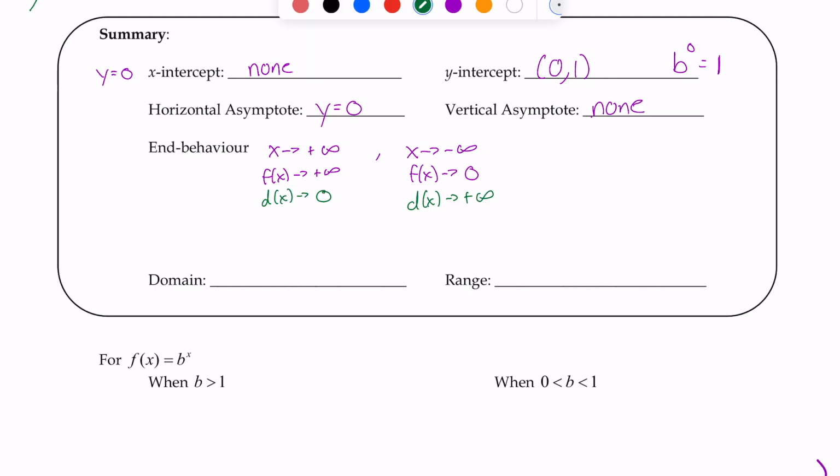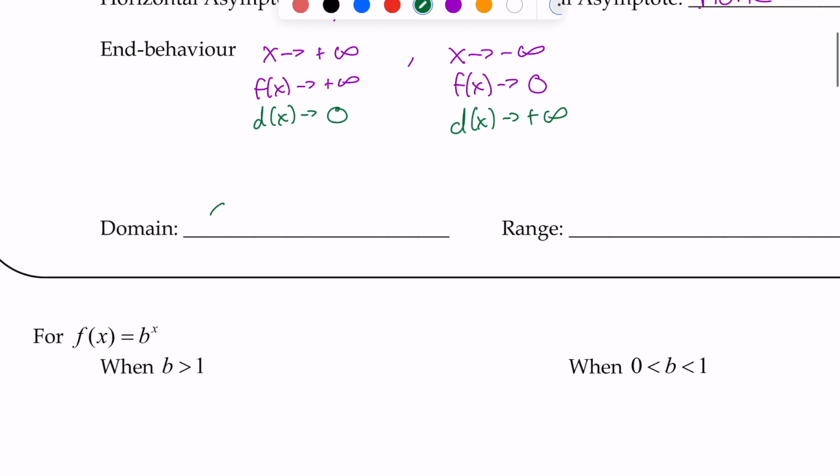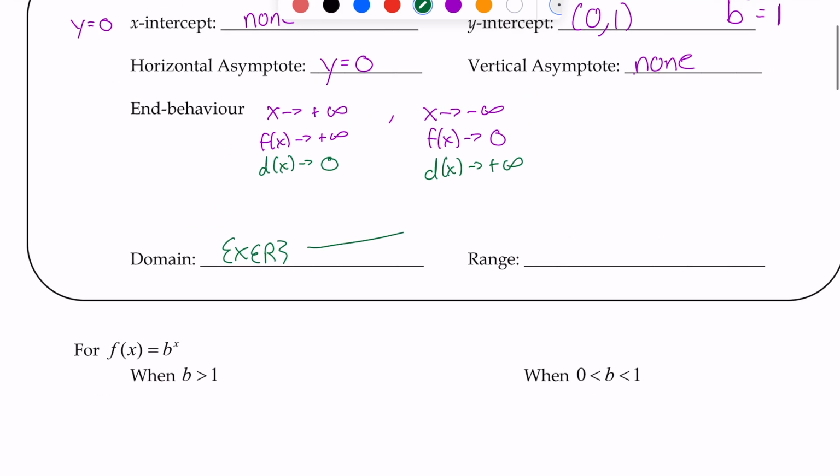A characteristic of exponential functions is that the domain has no restrictions. There's no restrictions on the x, because we have no vertical asymptote. The range, well, it's y belongs to real numbers, and in this case both functions had to be bigger than your horizontal asymptote, right? So they both had to be bigger than 0.